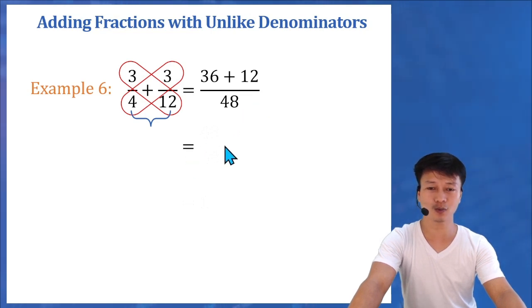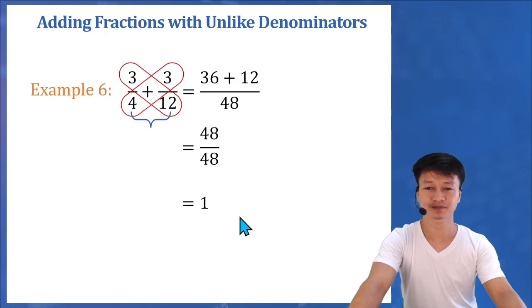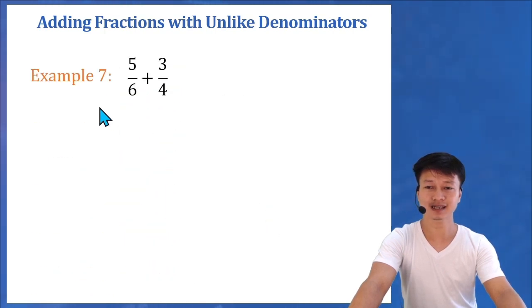And that will be equal to, what is the sum of 36 and 12? Of course, that is 48 over, copy lang natin yung denominator, which is 48. And we know that 48 divided by 48 is 1. So this is equal to 1. Therefore, the sum of 3 over 4 plus 3 over 12 is 1. Okay, next, example number 7.